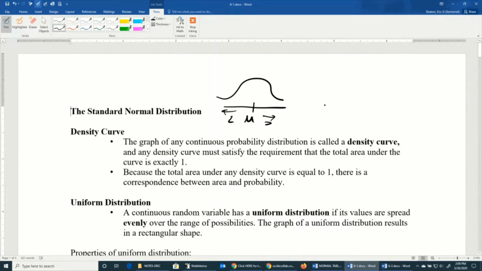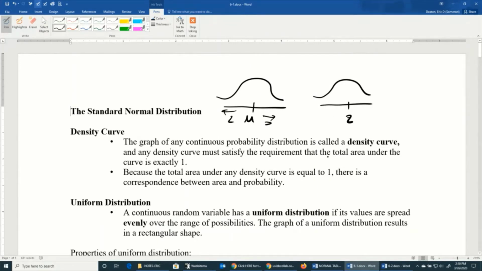Later on, we're going to be talking about a standard normal curve. Now what that is, it's the same thing, except instead of a mu, we have a z. We'll talk about the z later on. But I want to give you the idea of what's going on when we first start with this. And so these are examples of density curves.